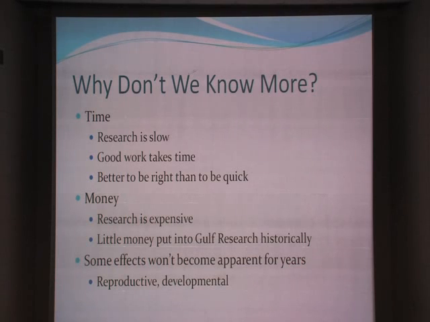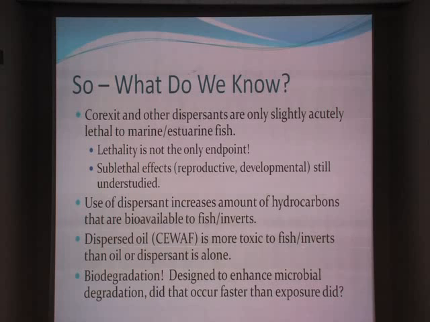And lastly, some effects simply won't become apparent for years, particularly those that are due to reproductive, sublethal effects, developmental delays, adult fish being smaller, and adult fish, when they grow up and become reproductively active, having lower reproductive success, altered immune status. All these sorts of things won't become apparent for up to several years afterwards, depending on the species. So, why don't we know more? Well, we can't. For the most part, we're doing our best, though.